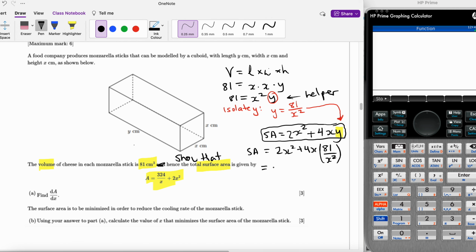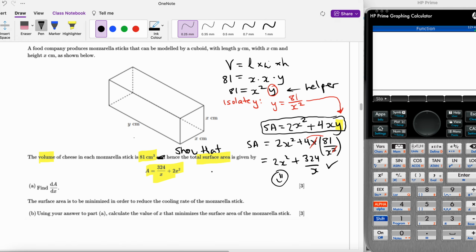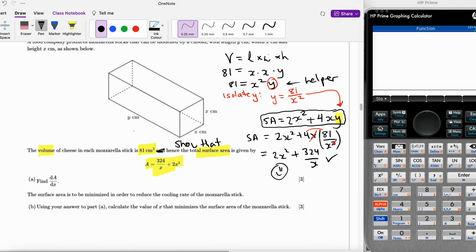Okay, well, this is good. The 2x squared is already there. And then x on the top and x squared on the bottom: one of them is going to cancel out. And if you multiply, 4 times 81 is indeed going to be 324 over x. And so we're happy. We have shown that this is the surface area. Again, the process is always the same. You always get something with the information that you will always isolate, and you will substitute it into the function that you want.